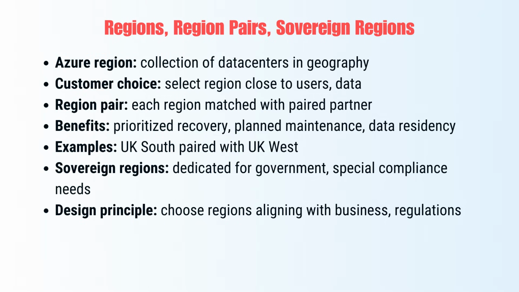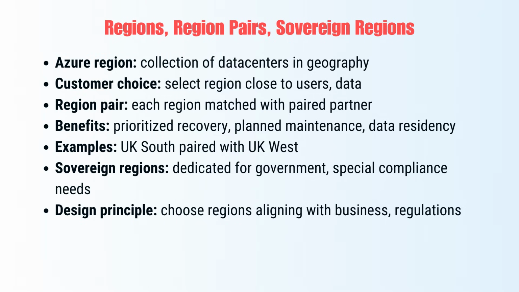Azure pairs most regions with another nearby region, forming a region pair. For example, an exam question might mention that UK South is paired with UK West. Region pairs are designed so that platform updates are rolled out to paired regions in a staggered way, reducing the chance both go down simultaneously. In certain disaster scenarios, recovery operations are prioritized across the pair. This is useful when planning disaster recovery. You might run your primary workload in one region and keep a standby in its paired region.